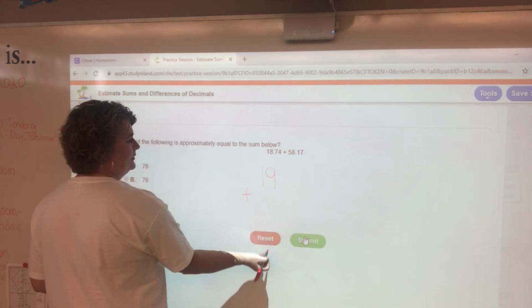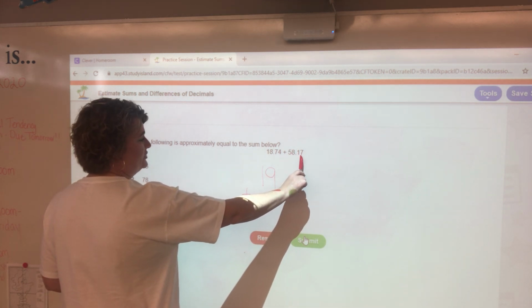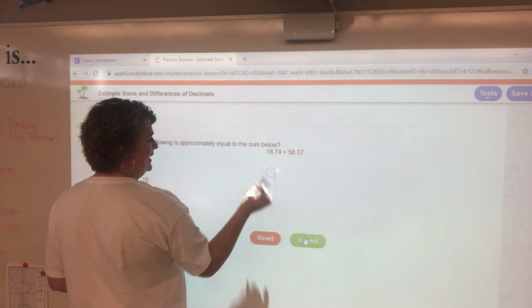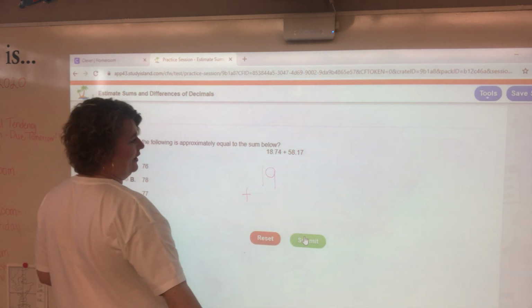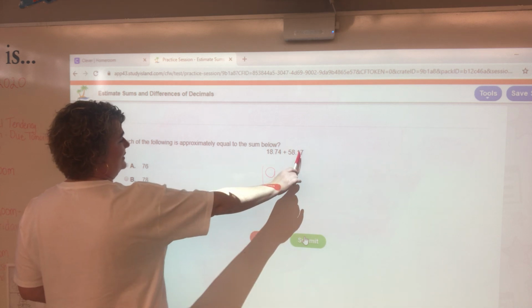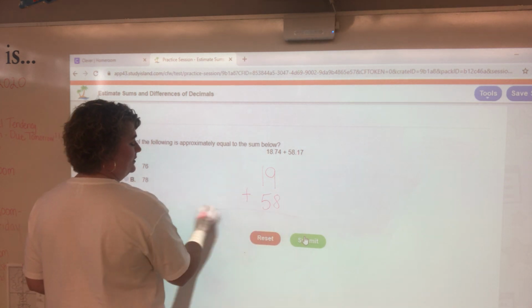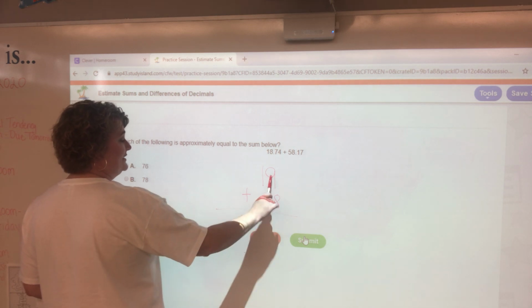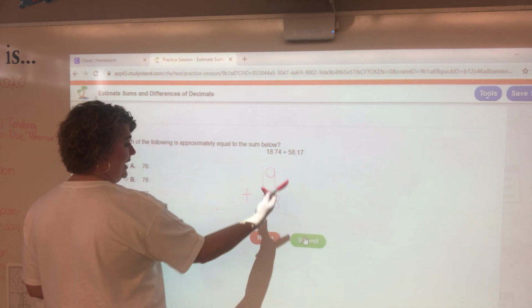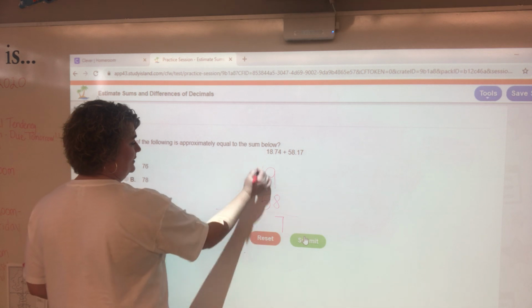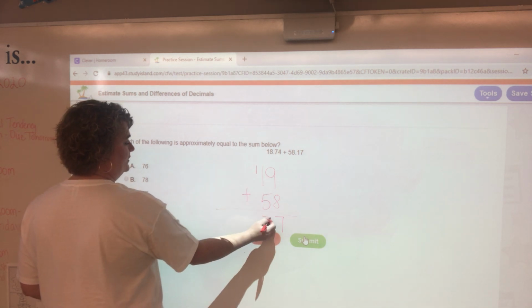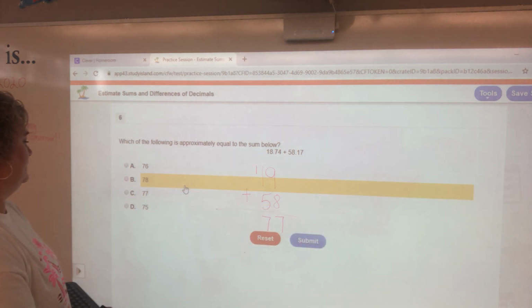And we're adding. This is $58.17. Well, 17 cents hasn't even made it to the halfway mark. If the halfway mark is 50 cents, that's less than 50 cents. So we're gonna leave that at 58. And we're adding. Well, 10 and 8 would be 18. Take 1 away would be 17. 5, 6, 7. So your answer is 77.